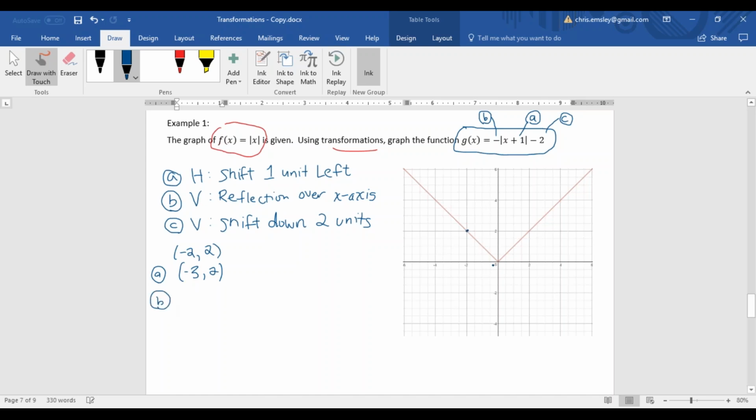And then my next step is a vertical reflection over the x-axis. That means instead of being positive 2 for the y-coordinate, it's going to become a negative 2. That's what it would look like if it reflected over the x-axis. And then the last step is I'm going to take that point and shift it down 2 more units. So that means instead of negative 3, negative 2, it's going to scoot down and be negative 3, negative 4.